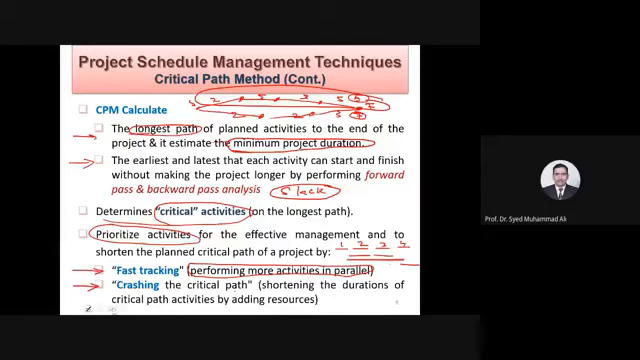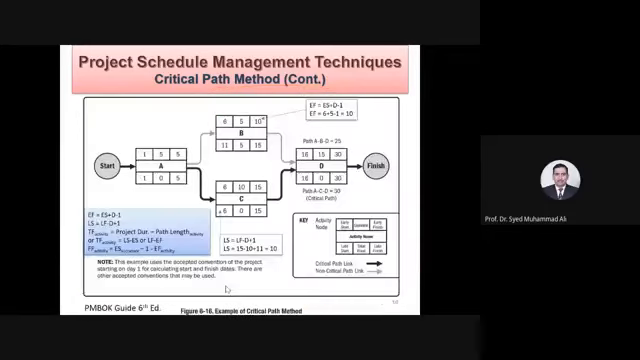Shortening the durations of the critical path activities by adding resources. So you will have to put up extra resources. In the first case, you're rearranging the resources. But in this case, you are putting in extra effort than the usual. So you're crashing the project. We will see it in detail.